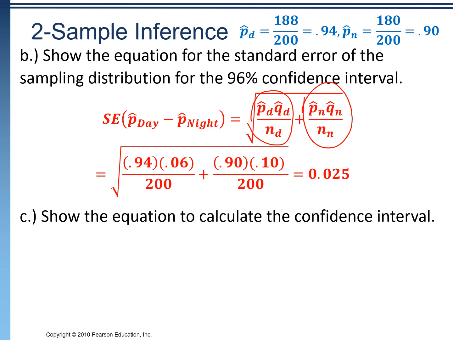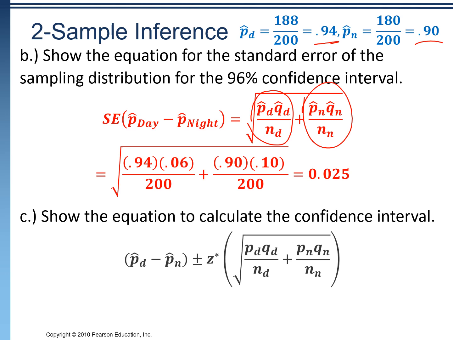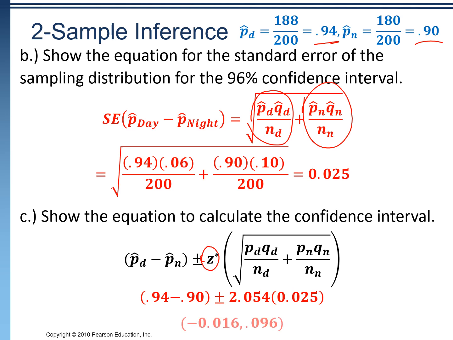To calculate the confidence interval, we're starting off by finding the difference between those two proportions, those two sample statistics. We'll calculate a z-score using inverse normal for a 96% confidence interval and plug in all our values there. And we get our interval from negative 0.016 to positive 0.096.